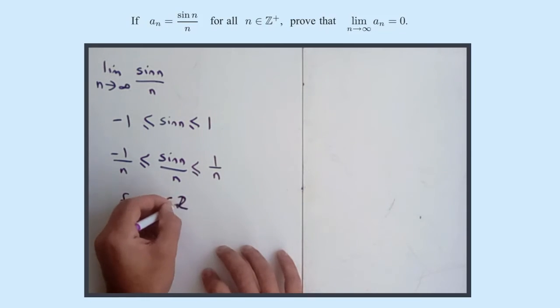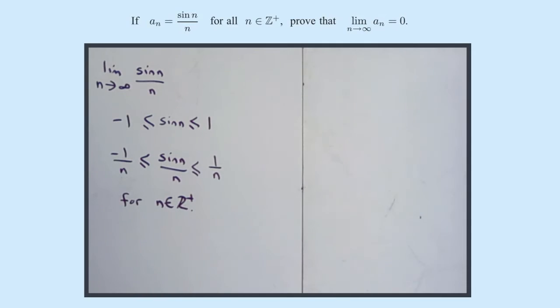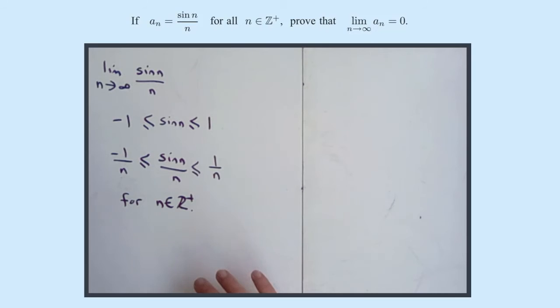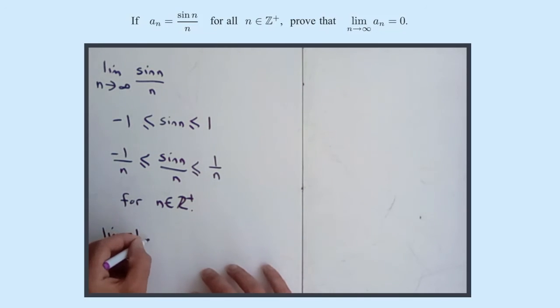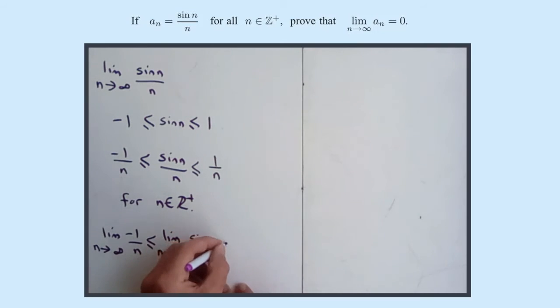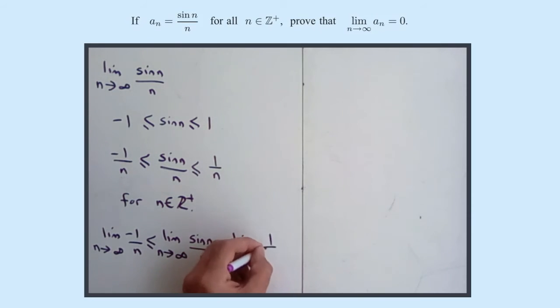for all positive integer n. As I say, if n was less than 1, then you might have to think about flipping these inequalities. But as we know, n is always positive. This is absolutely true. So now we've got two easy limits to find, and we can lead towards the squeeze theorem, right? So the limit as n approaches infinity of minus 1 over n is less than or equal to the limit as n approaches infinity of sine n over n, which is less than or equal to the limit as n approaches infinity of 1 over n.